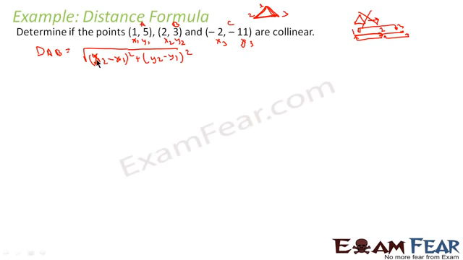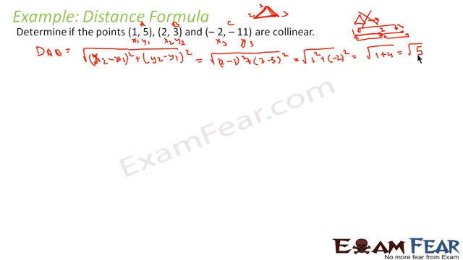This will be the distance between points A and B, and that will be nothing but the root of (x2 is 2, x1 is 1, so 2 minus 1) square plus (y2 is 3, y1 is 5) square. That is the root of 1 square plus (3 minus 5 is minus 2) square. That is the root of 1 plus 4, that is root 5. That is my distance between points A and B.